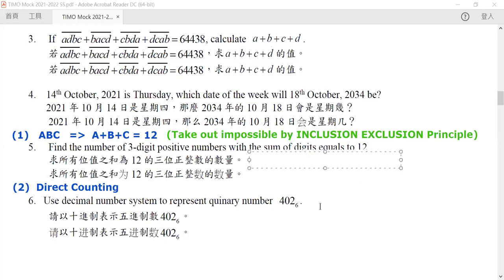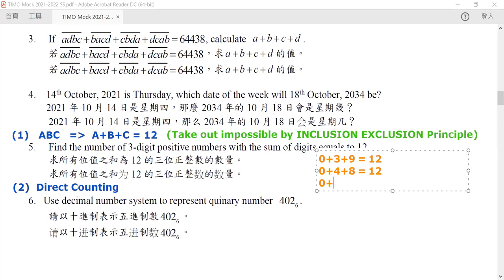Okay, so now let us list out all the different ways for you to get 12. We can have 0 plus 3 plus 9, so this is 12. And another with 0 plus 4 plus 8, which is equal to 12. Here, I'm assuming that the numbers on the right are always greater than or equal to the numbers on the left. And 0 plus 6 plus 6 is also equal to 12. So by this, we can compute all the different combinations.